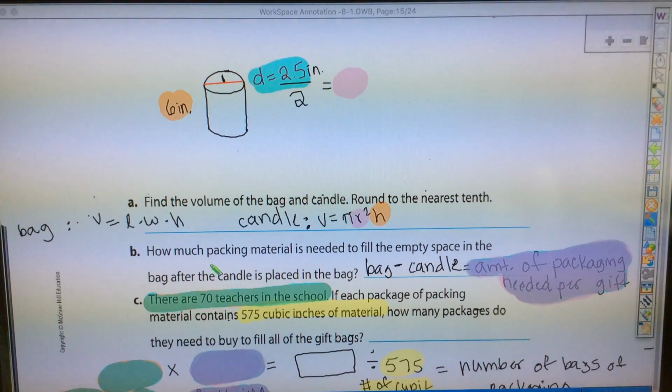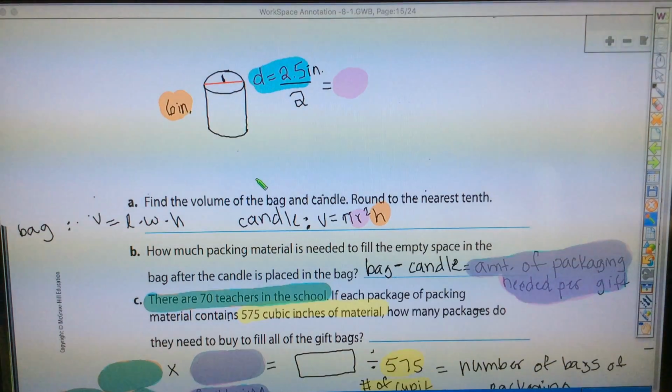For part B, once you put the candle in the bag, they want to know how much space is remaining, because they need to know how much packaging material to order per bag. So if you take the volume of the bag and subtract the volume of the candle, you're going to get the amount of packaging that's needed per gift.